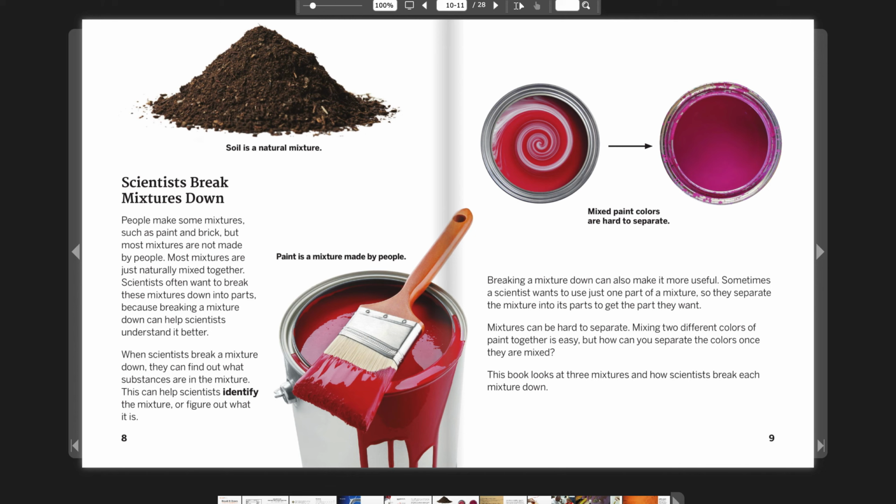Mixtures can be hard to separate. Mixing two different colors of paint together is easy, but how can you separate the colors once they are mixed? This book looks at 3 mixtures and how scientists break each mixture down.